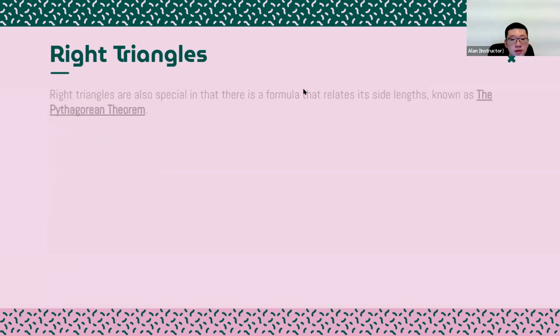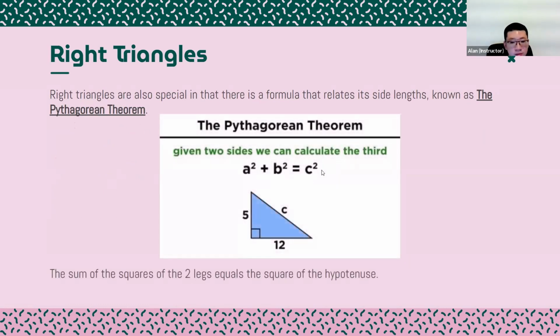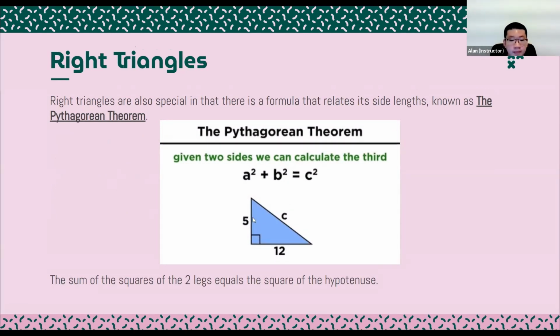And also, there's a special formula that relates the side lengths of a right triangle, and it's called the Pythagorean Theorem. So here's how to calculate it. So for the two legs, a and b, and the hypotenuse of length c, we know that a squared plus b squared is going to equal c squared. And it's written as the sum of the squares of the two legs equals the square of the hypotenuse.